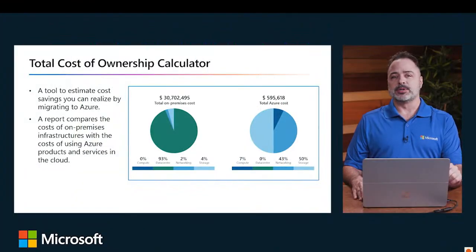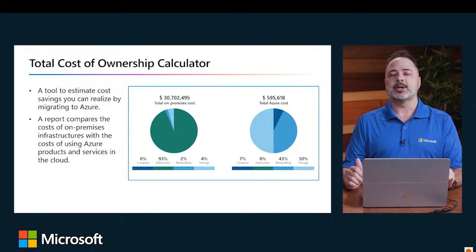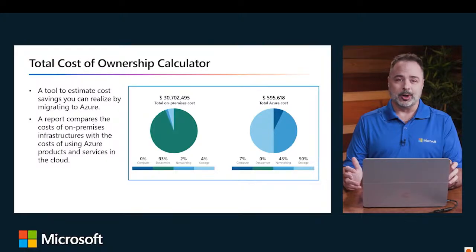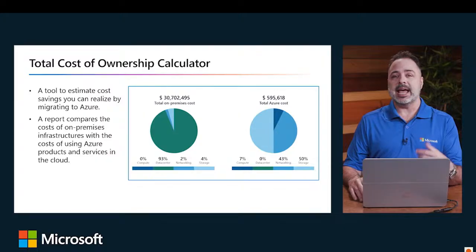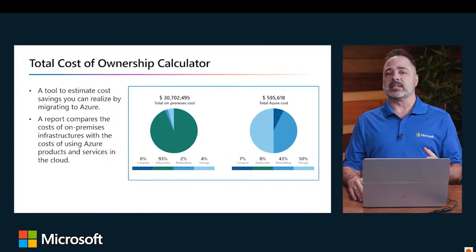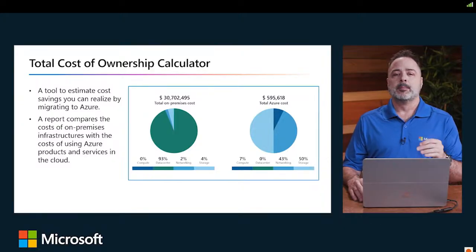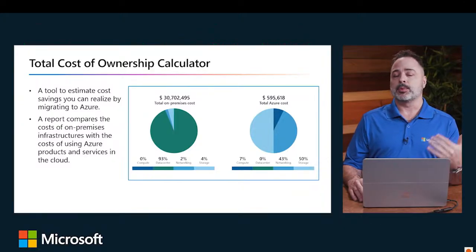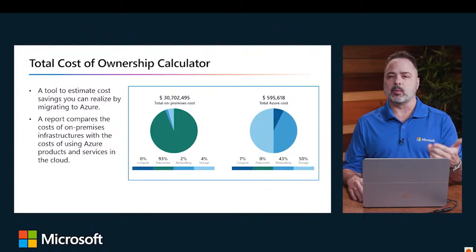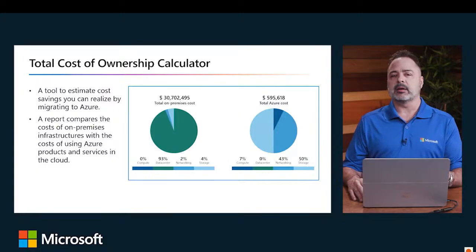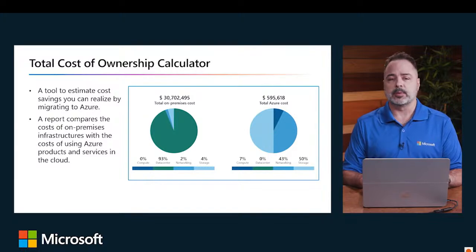Another resource to help understand costing is the Total Cost of Ownership calculator. The Azure Total Cost of Ownership, or TCO calculator, is a powerful tool that's designed to help organizations estimate the cost savings they can achieve by migrating their application workloads over to Azure. By entering details about your current on-premises infrastructure, such as the number of servers, storage, and network usage, the TCO calculator can compare these costs to the anticipated costs when running within Azure.